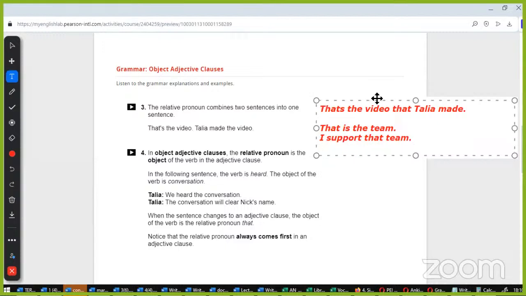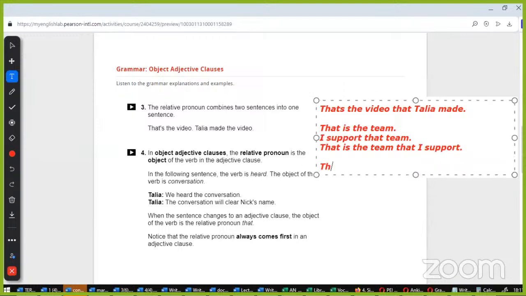How would you combine these two? That is the team. Okay, in this case, it's like an object. It's who or that. Team is a thing, so you need to use which or that. Okay, that is the team that I support. Great.